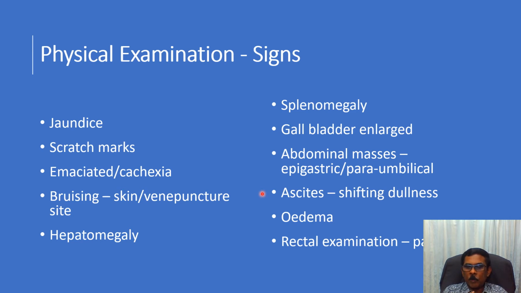Evidence of secondaries must be looked for, especially ascites, and this can be ascertained by fluid thrill if the ascites is massive, or shifting dullness for minor cases. This can also be associated with ankle edema, which is also a sign of advanced liver disease. Rectal examination is an important part of examining a jaundiced patient, as at times you may be able to get clay-colored stools on the examining finger, which can clinch a diagnosis of obstructive jaundice.